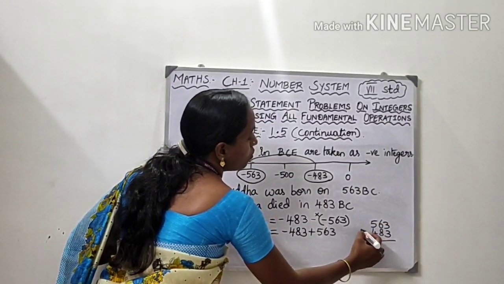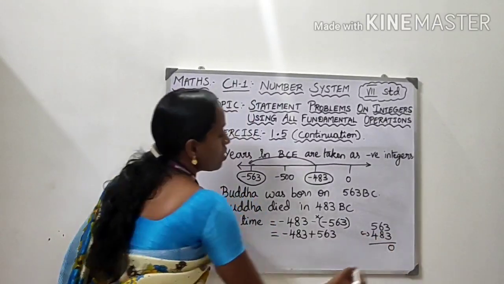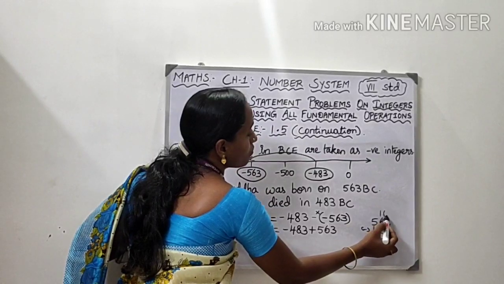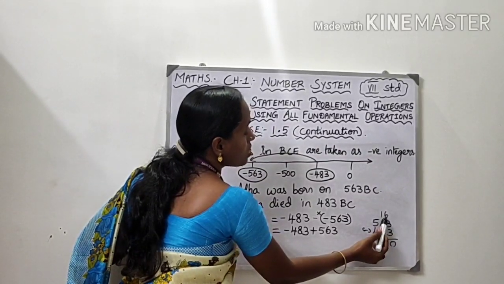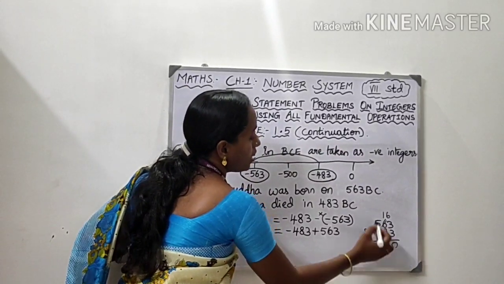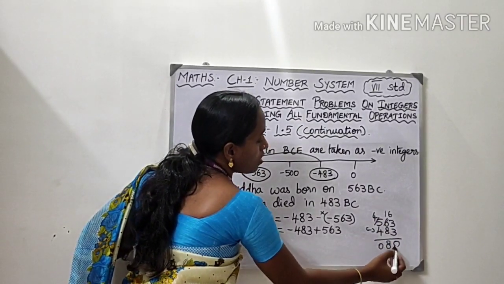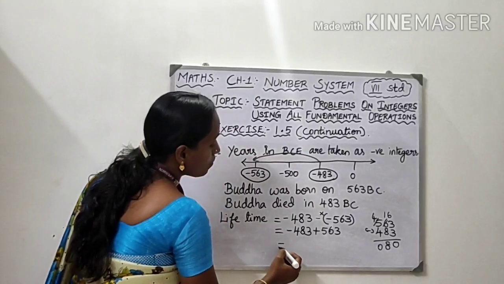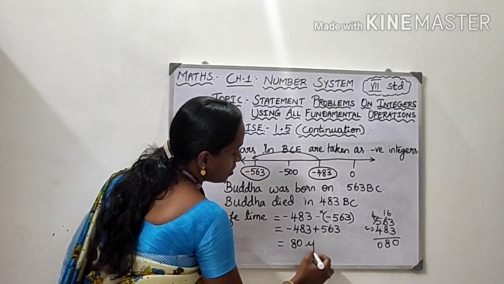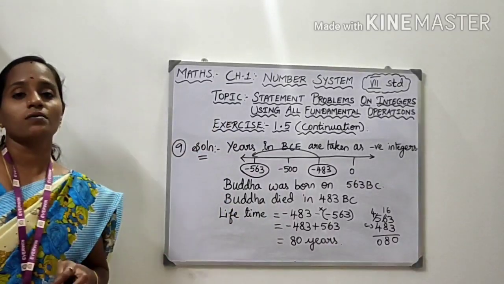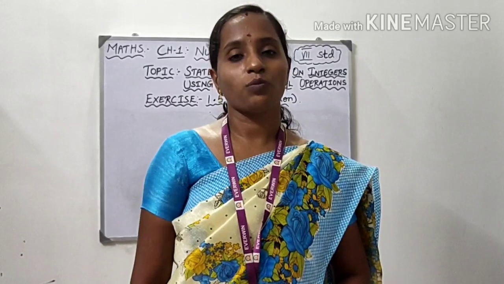So subtract now. 3 minus 3 is 0. From 6 we cannot subtract, so we can borrow 1. So it will become 16. 16 minus 8 is 8. So this will become 4. So 4 minus 4 is 0. So we can write here 80 years. So what is the lifetime of Buddha? It is 80 years. Now we have completed all the sums in exercise 1.5.